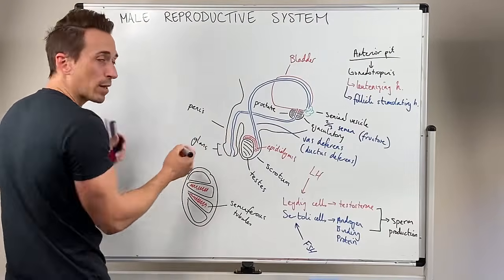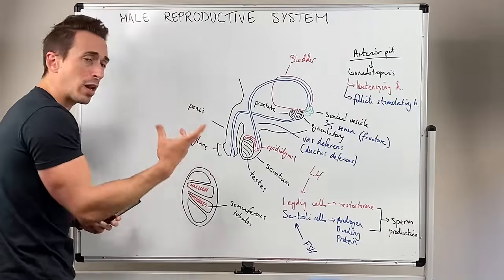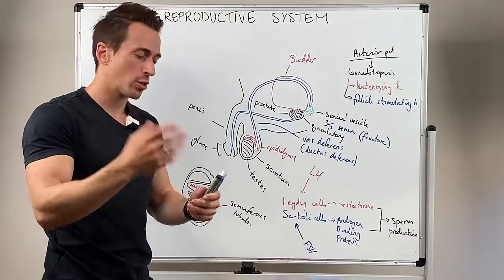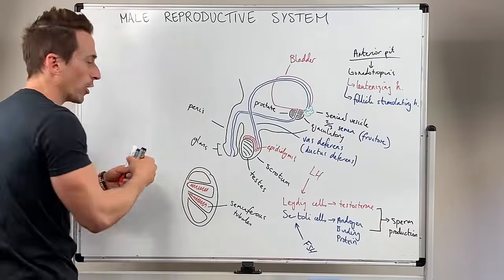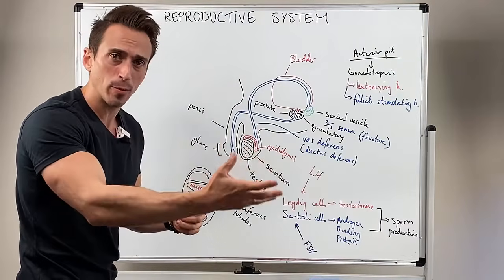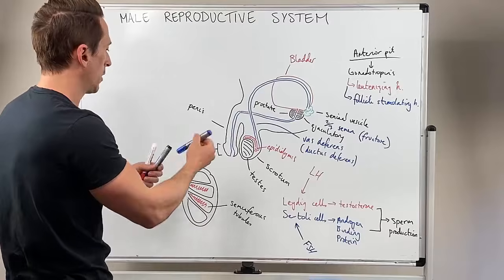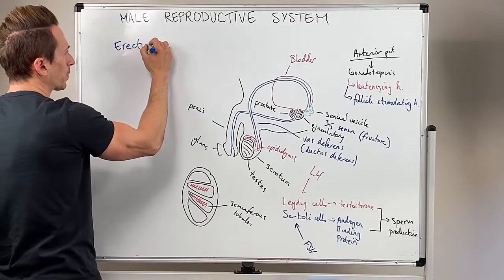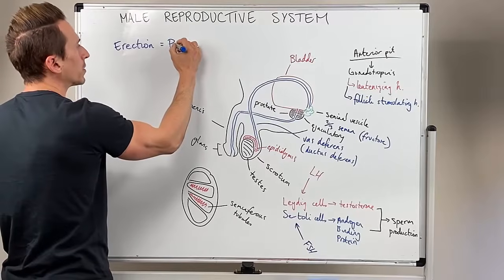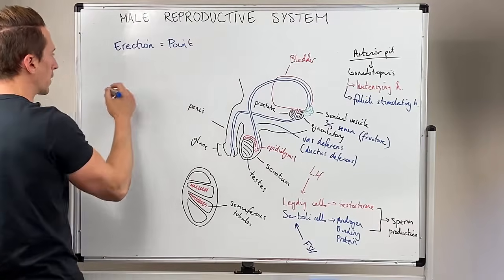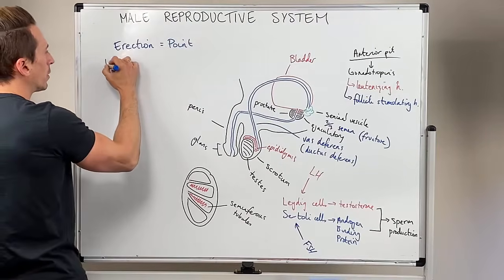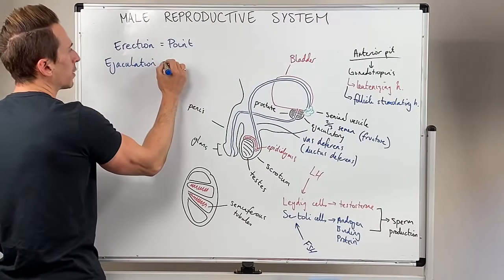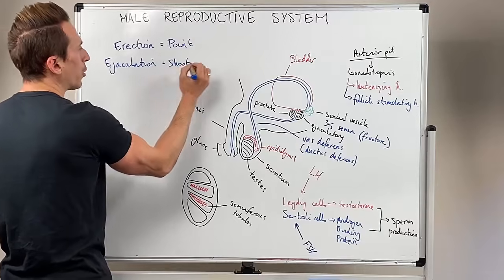Now it's made up of spongiform tissue, and what happens is this: when it's time for erection and ejaculation, so erection and ejaculation needs to occur in order to eject that sperm into the vagina of the female. When we look at erection, think of the word point. When you think of ejaculation, think of shoot. Point and shoot.